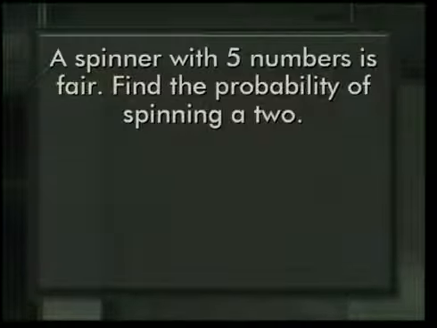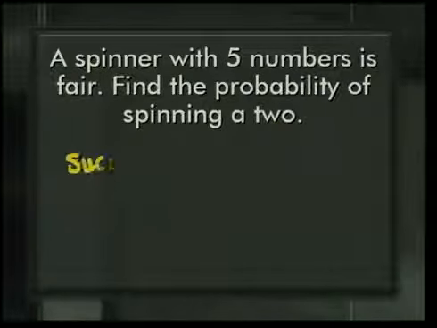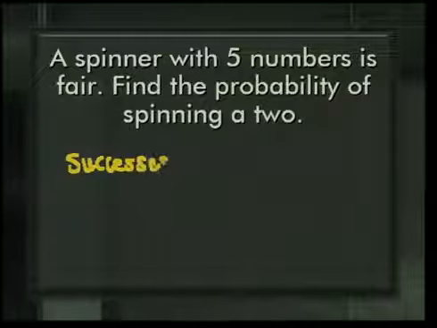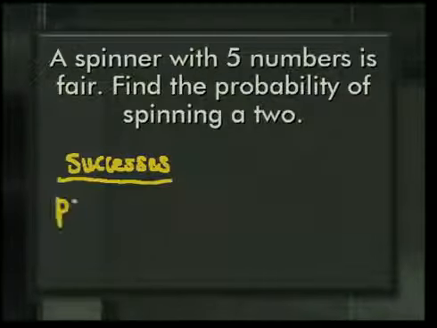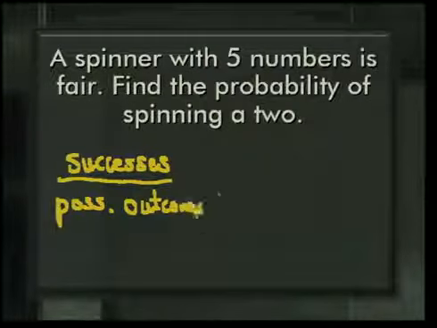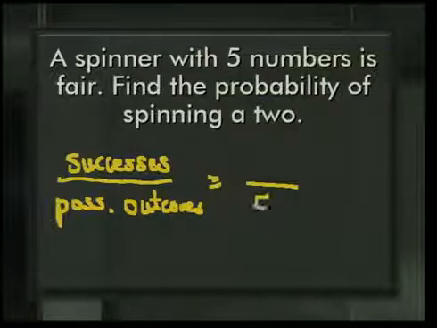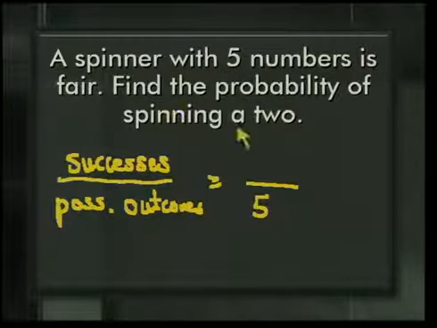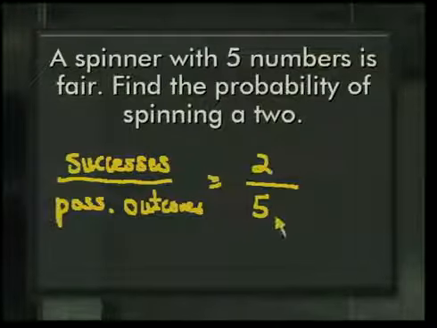Now let's go ahead and back up to this question. I want to emphasize this because this is a mistake you could likely make. 5 numbers, fair spinner, find the probability of spinning a 2. Okay, so I want the successes over the possible outcomes. Well, I know there's 5 numbers. That's easy. Find the probability of spinning a 2. So success is when I get a 2.